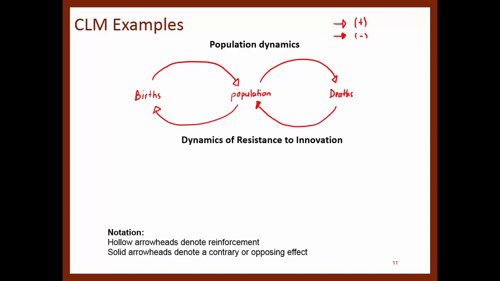On the next example, this is the notation, right? Remember, I'm stating my notation. Hollow arrowheads denote reinforcement, solid arrowheads denote a contrary or opposing effect. So, the dynamics of resistance to innovation.